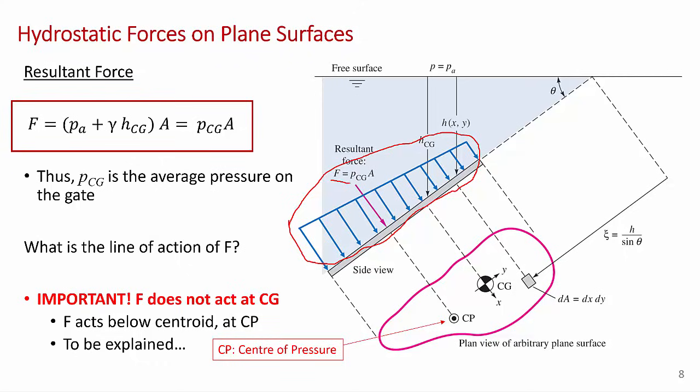You may have run across this issue before when you were doing deflections in beams, for example. If you've got a distributed load on a beam and you replace it with a single force, you don't just place it at the center of the distribution. In a ramp distribution, the net force acts below the centroid, at something called the center of pressure. I'll talk more about why that's the case later in this presentation. But for now, it's important to remember that you calculate the force based on the pressure at the center of gravity, but that force always acts below the center of gravity of the gate. And there's more discussion of that to come.